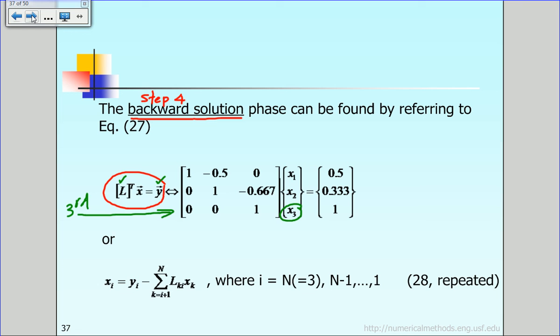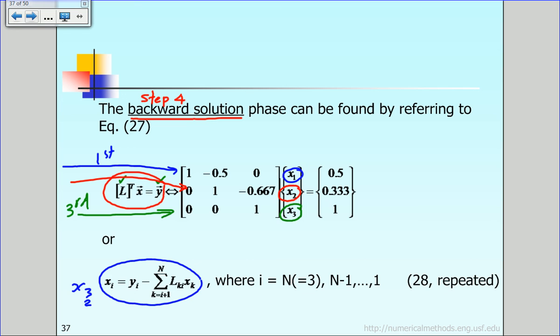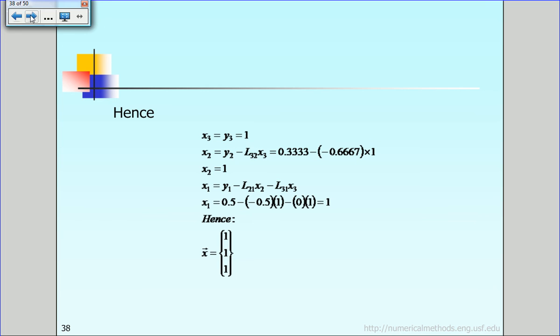After that part is done, we look at the second equation and we can solve for the unknown x2. And then finally, we look at the first equation here and we can solve for the unknown x1. In general, we can solve for the unknown x3, then x2, and x1 using this kind of formula, and that is shown in equation 28. By looking at those formulas, we can get the answer for x3, the answer for x2, and the answer for x1, and they are given here.